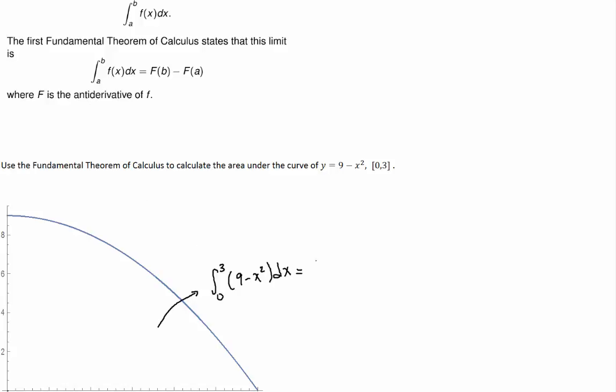So here, what I have to do is find an antiderivative for this function. Namely, I could write 9x minus x cubed over 3. That's an antiderivative. I don't have to write plus c, because I can choose just any. But then I evaluate between 0 and 3.